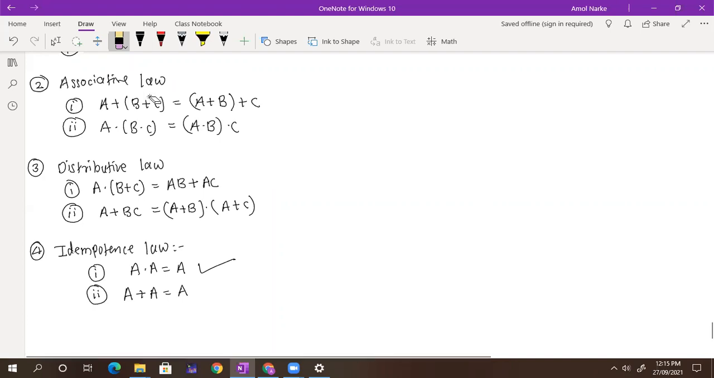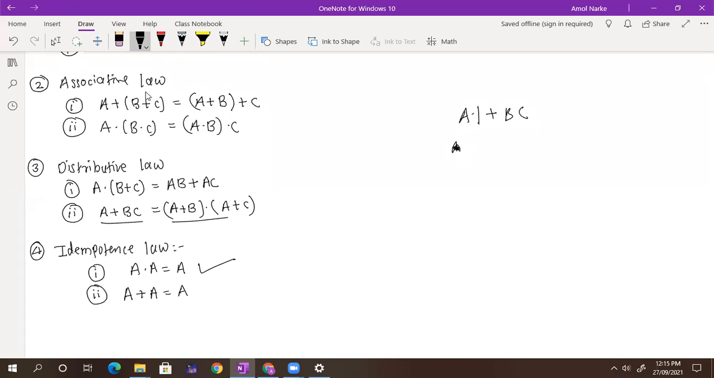1 plus B plus C, where B plus C is in one bracket and 1 is in another bracket. So anything operated with 1 will always be 1. So A dot 1, and we'll get A plus BC. So A plus BC is hence proved. That is what we are seeing. What is next? If we take A dot A, that's also fine. But if we are doing it through this method, shall I start with this one or this one?